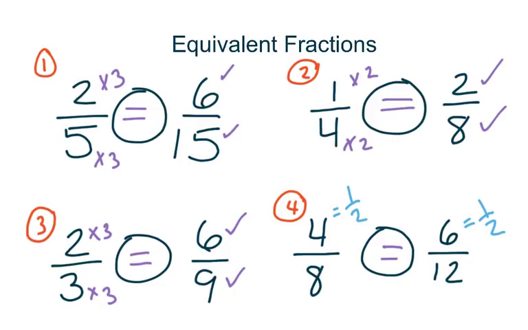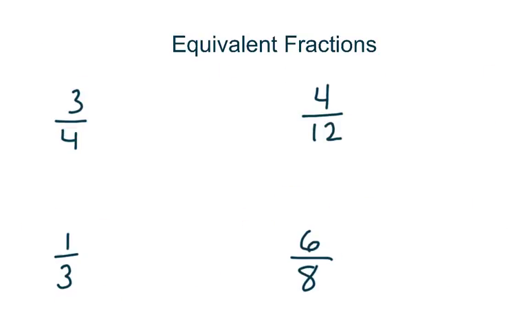When you see something like in number 4, make sure you check to see if they simplify to the same fraction, because if they simplify to the same fraction, then they are in fact equivalent. So just do a double check if two fractions are not equivalent to each other when you do your multiplication check.